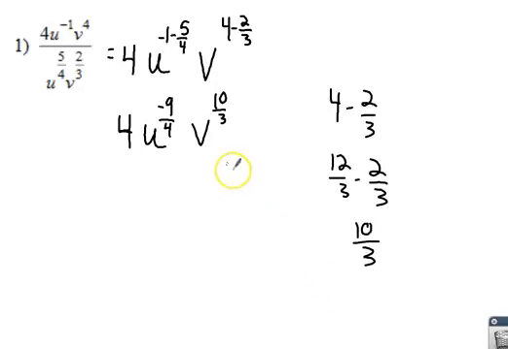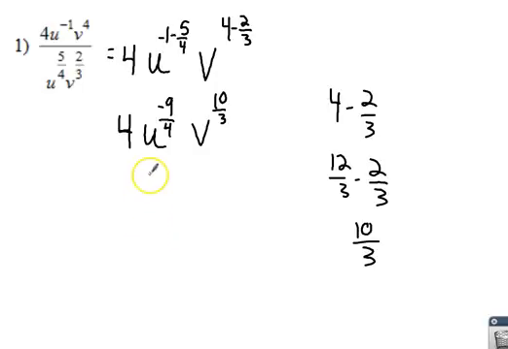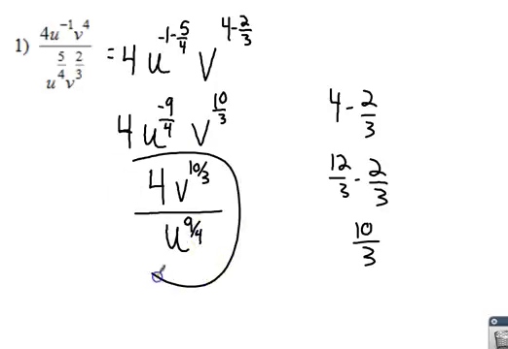Is the problem done? No, no, no, no, no. It's not, because the direction said I must only contain positive exponents. And that's not positive. So what I'm going to do is keep the 4 and the v to the 10/3 up top, because they don't move because they're not negative. And when something's sad or negative, you move it to the basement or the opposite side of the fraction, and it becomes positive. Done deal. Oh, happy days are here again.